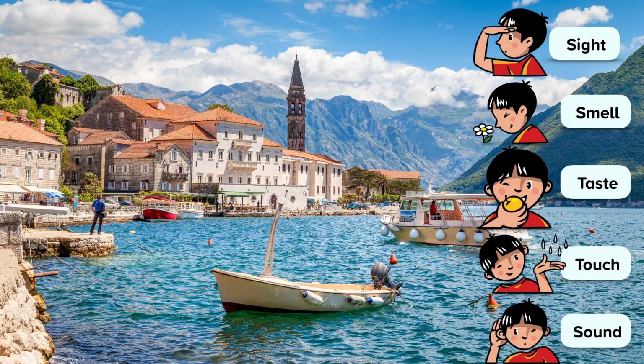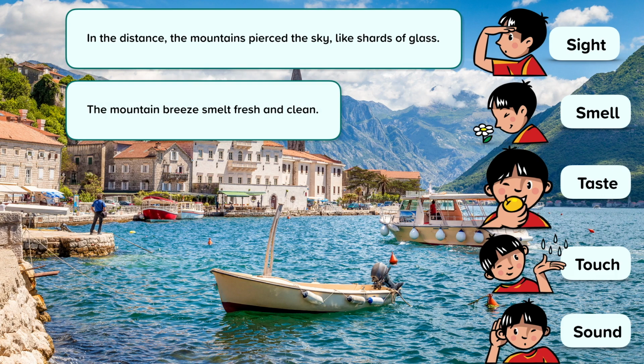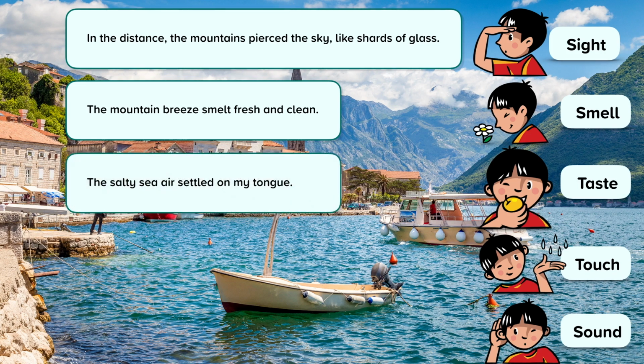Now let's look at some examples. We could describe what we see. In the distance, the mountains pierce the sky like shards of glass. We could describe what we can smell. The mountain breeze smelt fresh and clean. We could describe what we can taste. The salty sea air settled on my tongue.